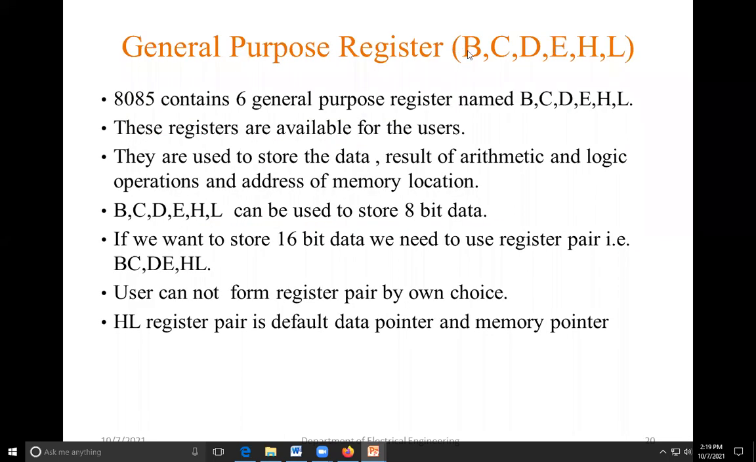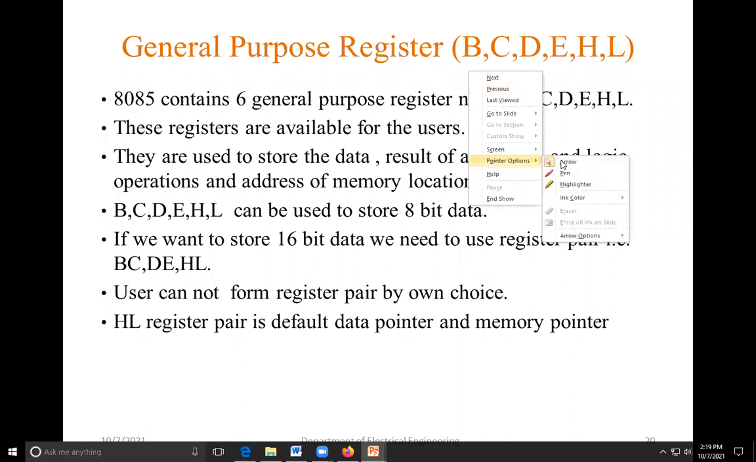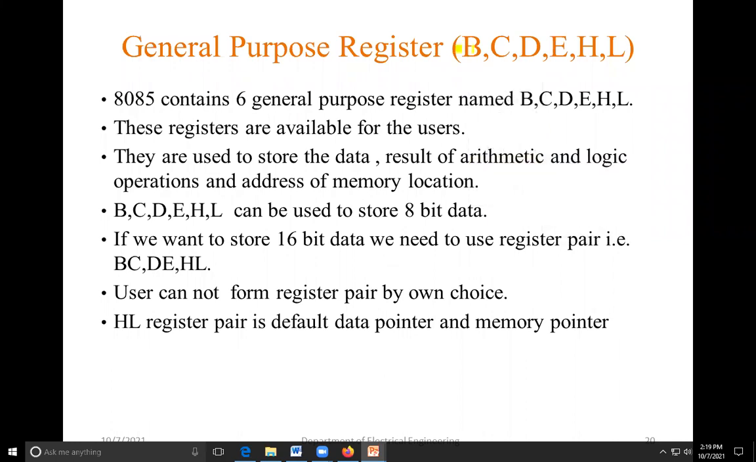Next is B, C, D, E, H, L. These are the general purpose registers. How many registers are there? 6 registers. Which are they? B, C, D, E, H, L are the 6 registers. These registers are used by the users. You can use these registers.